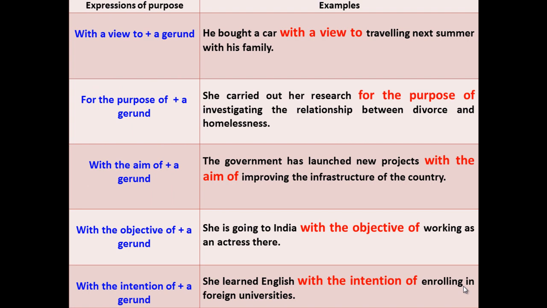We'll look at the examples. He bought a car with a view to traveling, gerund, next summer with his family. She carried out her research for the purpose of investigating, again gerund, the relationship between divorce and homelessness. The government has launched new projects with the aim of improving the infrastructure of the country. She's going to India with the objective of working as an actress there. She learned English with the intention of enrolling, gerund, in foreign universities.